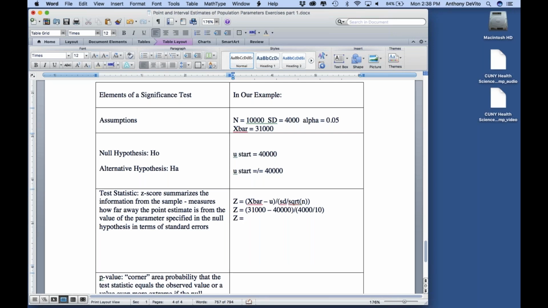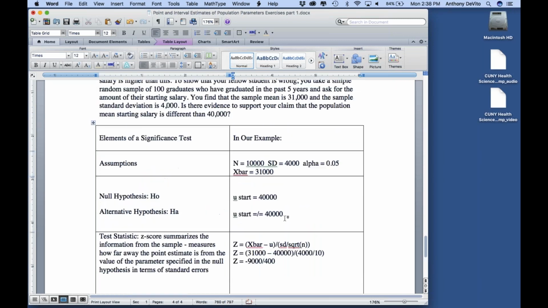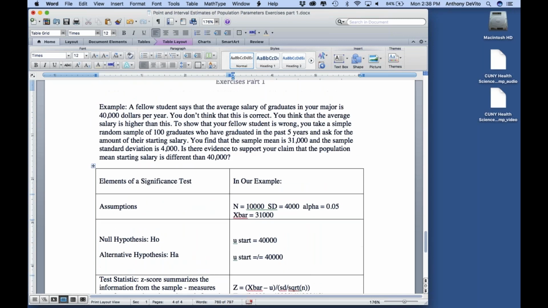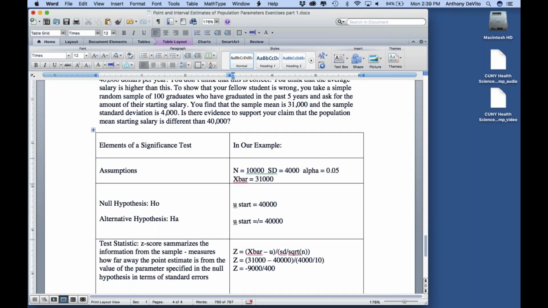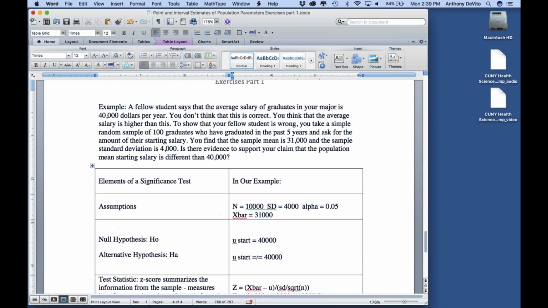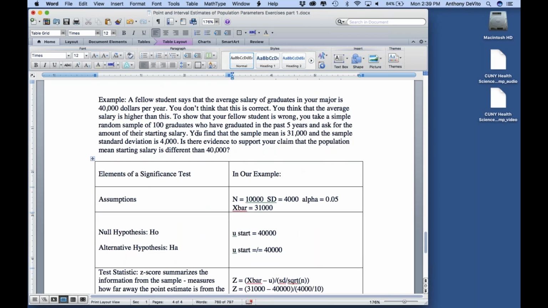Okay, so Z is going to be equal to minus 9,000 divided by 400. Okay, well, that's going to be quite a large Z-score, right? Okay, I'm going to change this a bit just so we get it back into the realm of the possible. I'm going to say that our starting salary, instead of 31,000, I'm going to make this 32,000.